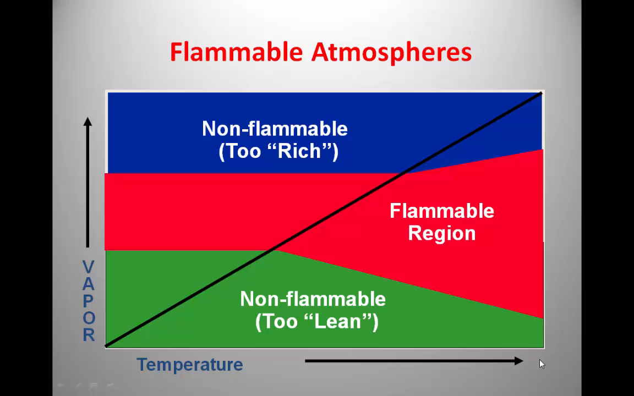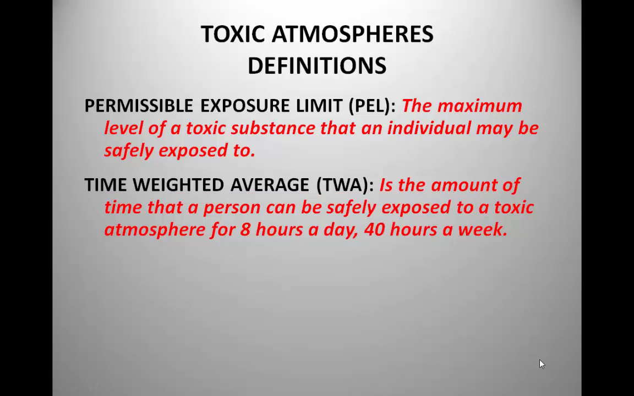I mentioned during the hazardous atmosphere, the 5 definitions. I kind of breezed through the PEL and IDLH, or immediate danger to life and health, because we're going to see it again here. PEL is the maximum level of toxic substance that an individual may be safely exposed to, and then you have your time-weighted average. Your time-weighted average is actually the amount of time that a person can safely be exposed to, 8 hours a day, 40 hours a week, and these can be used interchangeably.